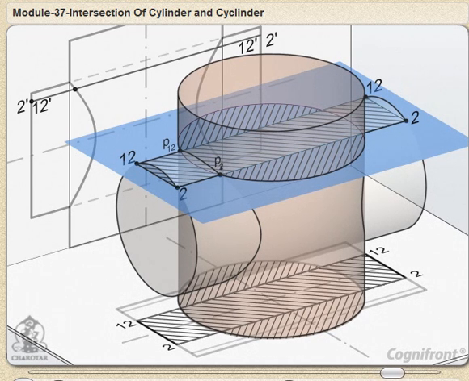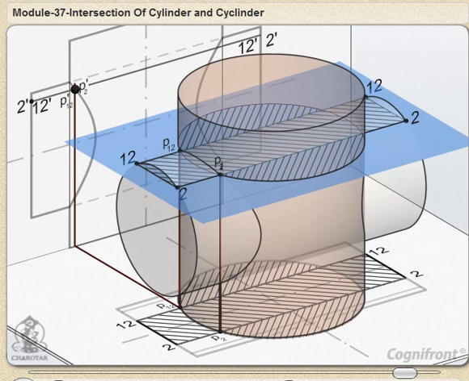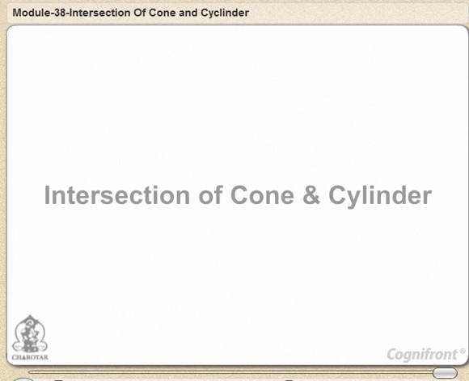These points are first marked in the top view and then projected to the points P-2 and P-12 on the lines 2 2 and 12 12 in the front view. Points on the other side of the vertical axis are located in the same manner. Intersection of cone and cylinder.